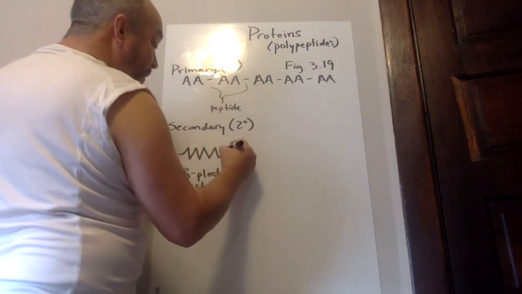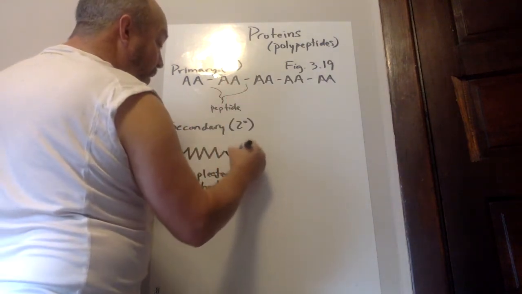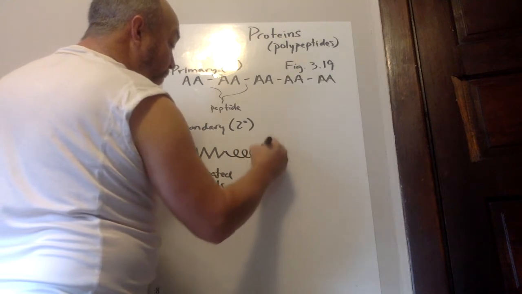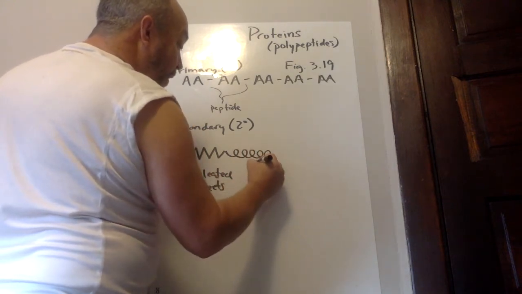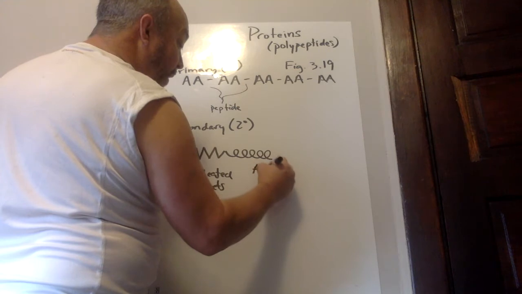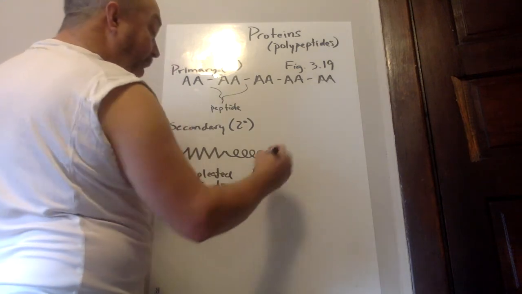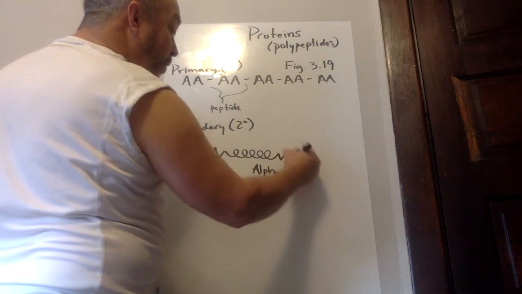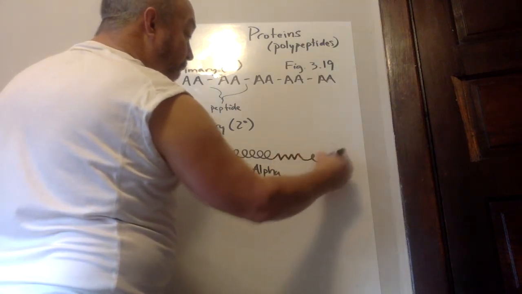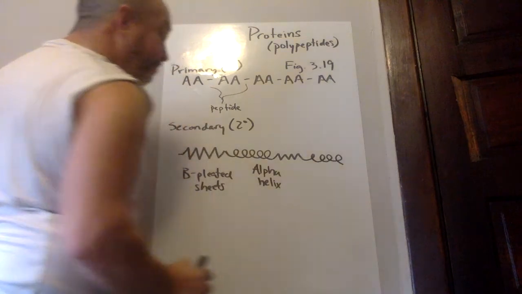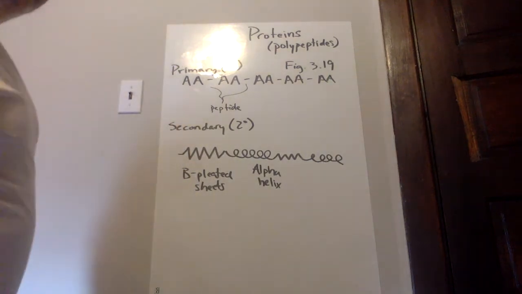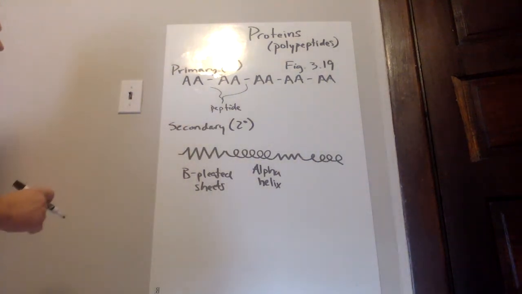Other parts of this chain are going to begin to make curlicues. These are called alpha helices. A helix is a spiral, like a pigtail. And so different parts will do pleated sheets, different parts will do squigglies, alpha helices. So these two things are what we call the secondary structure. This is still not a functional protein.